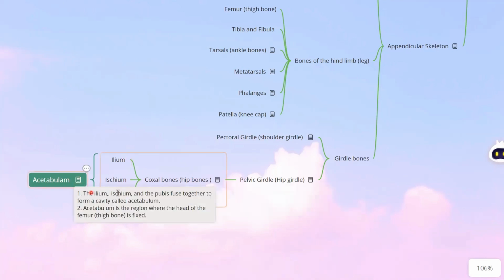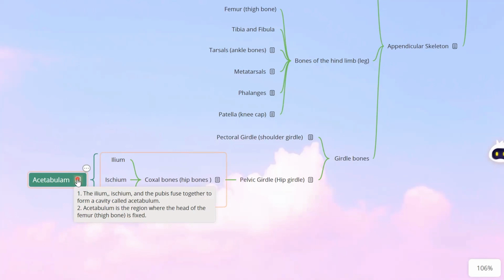Now the ilium, ischium, and pubis fuse together. They fuse together to form what? A cavity called the acetabulum. So this acetabulum is the region where the head of the femur, that is the thigh bone, is fixed.